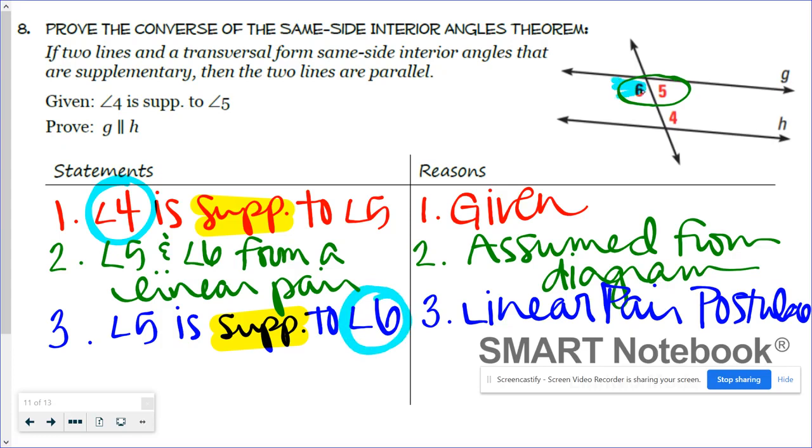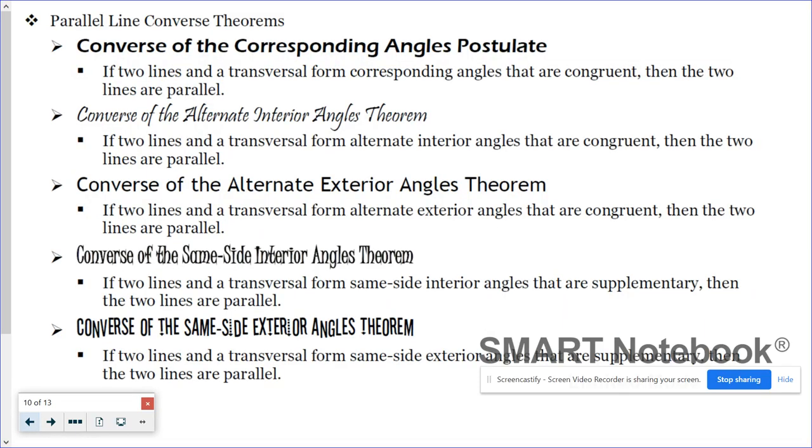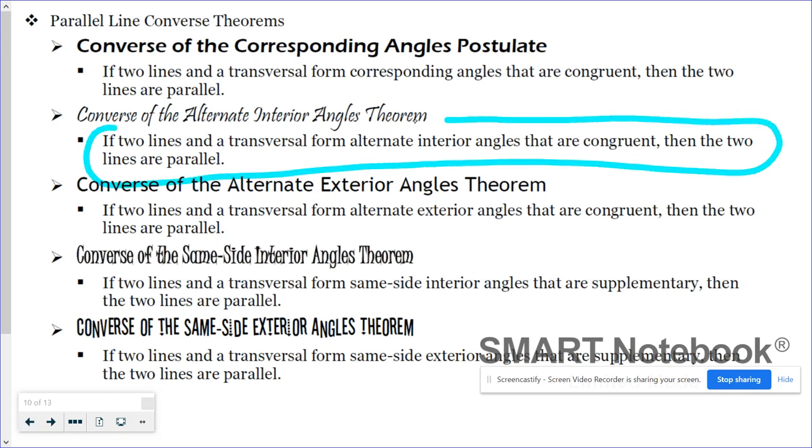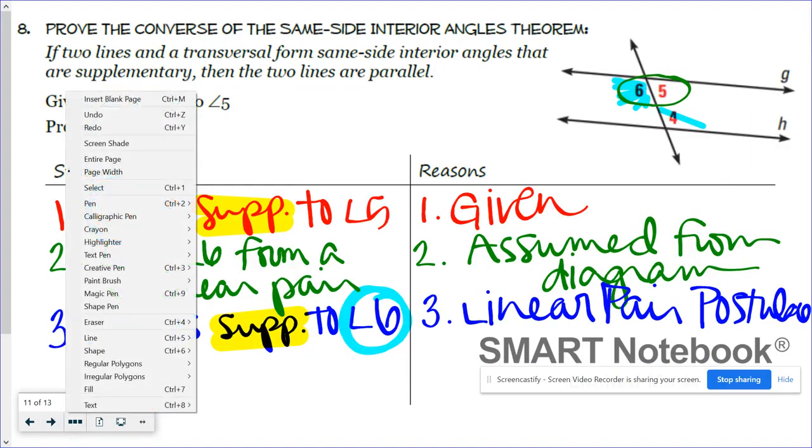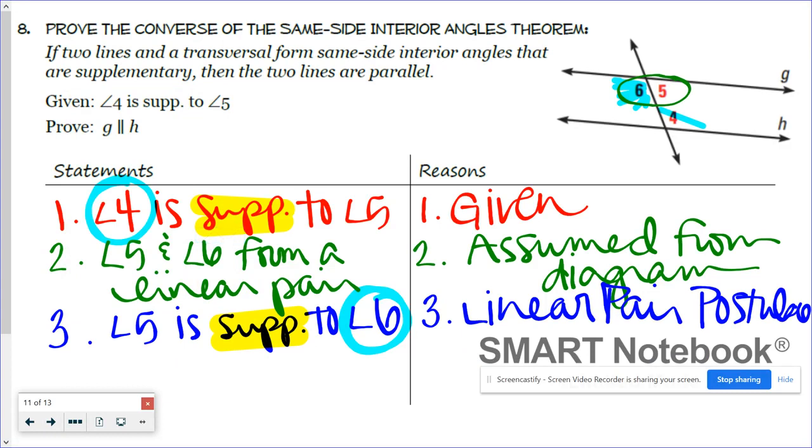Because if we can do that, then we can say that angles 4 and 6 are alternate interior angles. And if we prove them to be congruent, then the lines are parallel because of this converse here, right? If two lines and a transversal form alternate interior angles that are congruent, then the two lines are parallel, okay? And that's basically what we just did here. So let's finish up this proof.